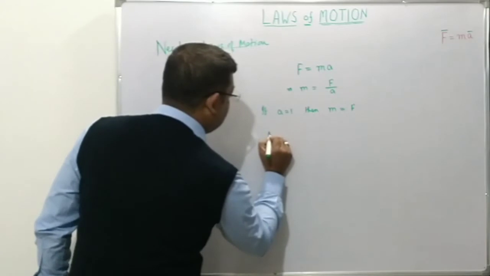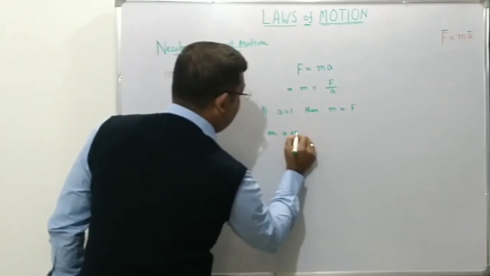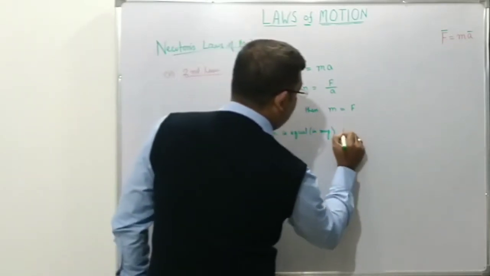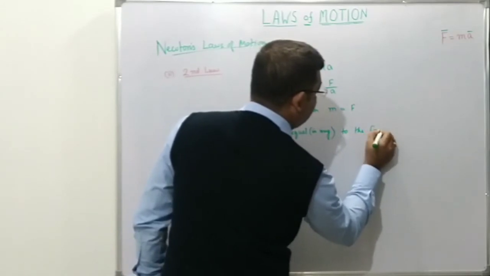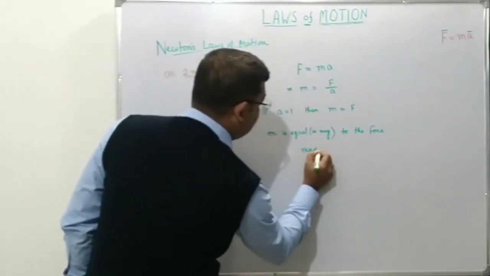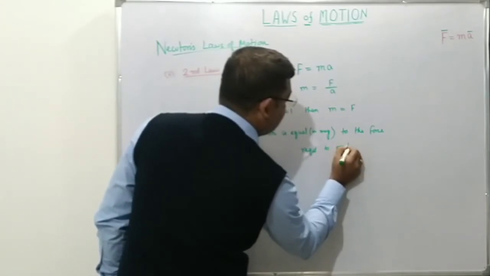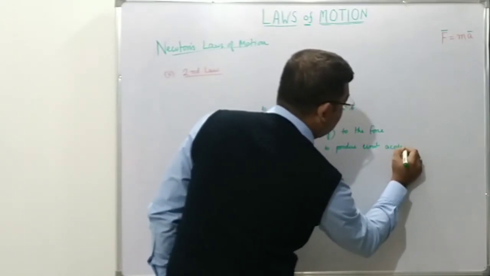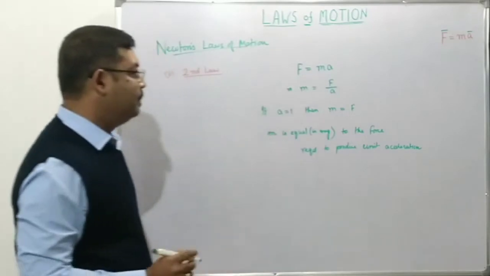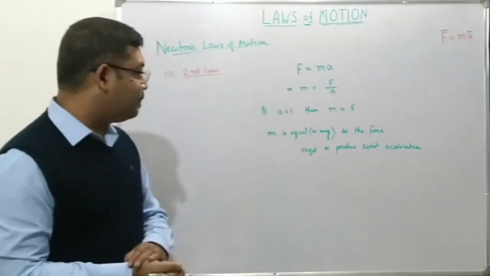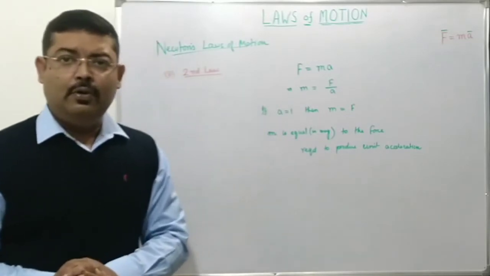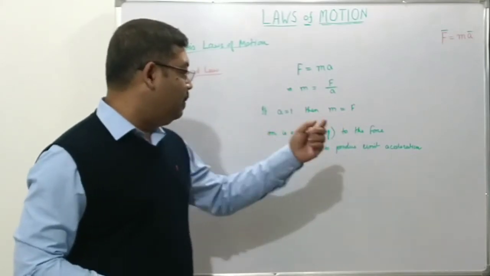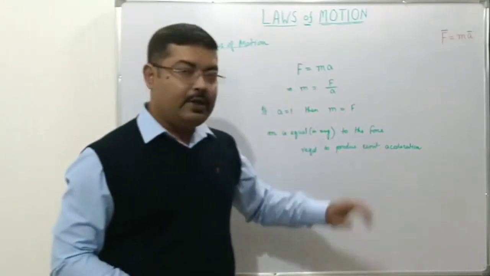Which means that mass is equal, in magnitude only, to the force required to produce unit acceleration in the body. So mass is a measure of force required to produce unit acceleration. Force is a measure of mass required to produce unit acceleration in the body.